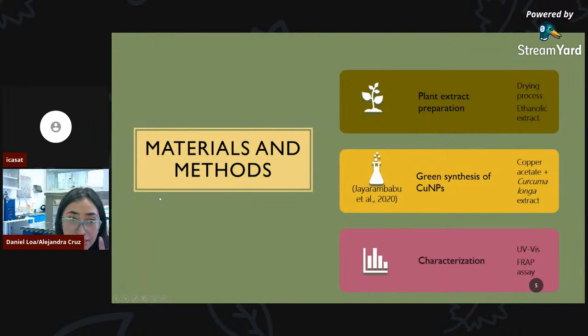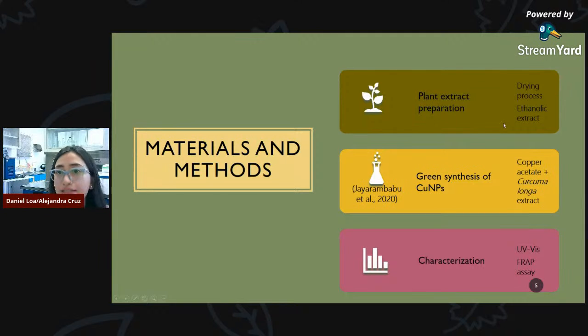I'm going to tell you about the materials and methods that we implemented. First, we had to go through plant extract preparation. For this part, we have to wash the roots very well. Once they were washed, we let them dry, and once they were dry, we got a fine powder. With this fine powder, we took 10 grams of it and put it in contact with 800 milliliters of ethanol for 4 hours at 70 degrees. Once the process was done, we got around 50 milliliters of our plant extract, in this case, Curcuma longa extract.